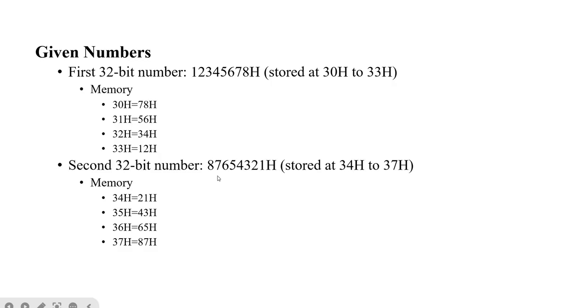The second 32-bit number is 87654321H, which is stored at the 34H location to the 37H location. So here the most significant byte is stored at the 37H location. The next byte, 65, is stored at the 36H location. Next is 43, stored at the 35H location, and the least significant byte, 21, is stored at the 34H location.